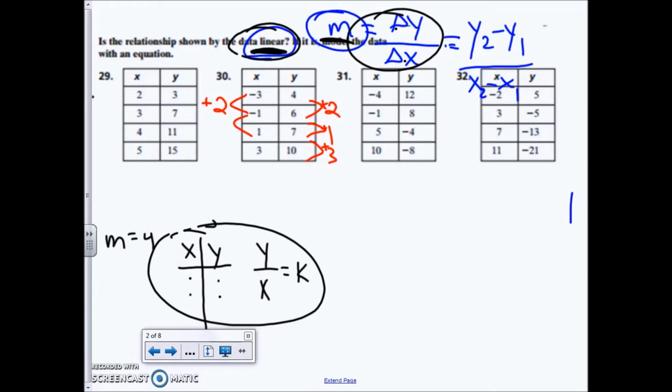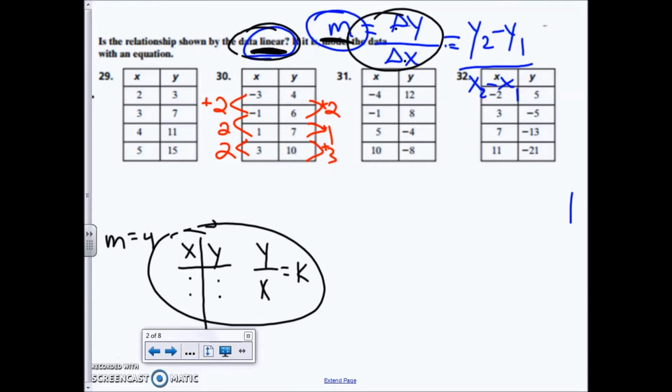And from negative 1 to 1? 2. And from 1 to 3? 2. So now we can see that it's not a line, because they're not constant. What's not constant? The x and y values weren't constant here. The rate of change.